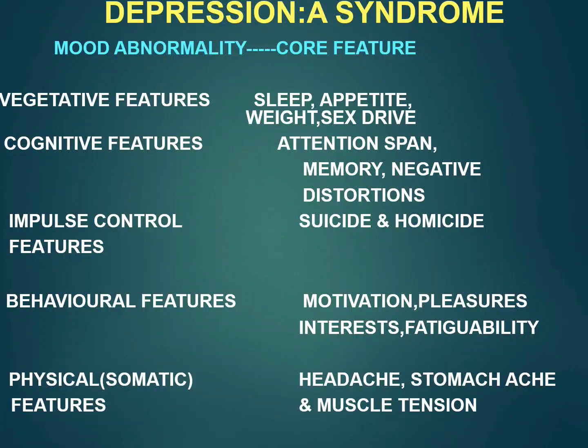Now, depression syndrome: there are vegetative features like sleep, appetite, weight, sex drive that I told you. The sleep, appetite, and weight are either increased or reduced accordingly. To summarize, all of them are said to be altered in depression. Cognitive features: attention span is defective, memory becomes poor, negative distortions are there, then impulse control is affected and leads to suicide or homicide.